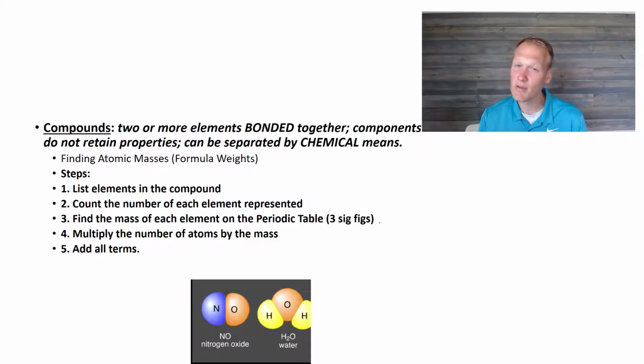One thing we pause and do here during compounds is talk about how to find an atomic mass or a formula weight of any molecule. The way we do this is we list the elements in a compound, we count how many of those atoms we have of each element, and then we find the mass of each element from the periodic table, and then basically we add them all up. So let's take a look at this.